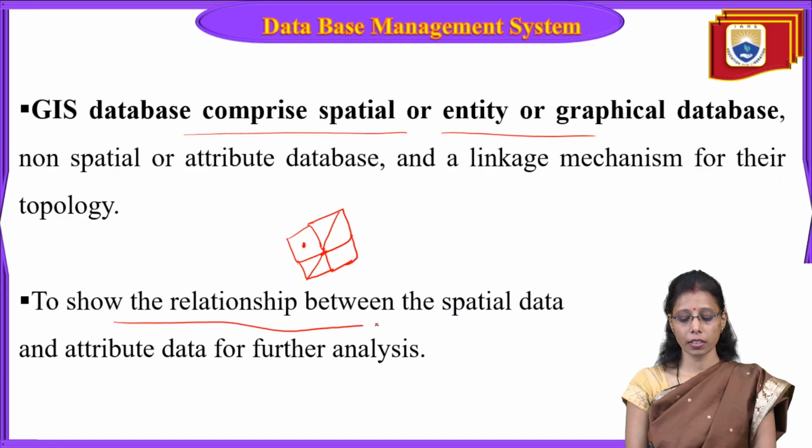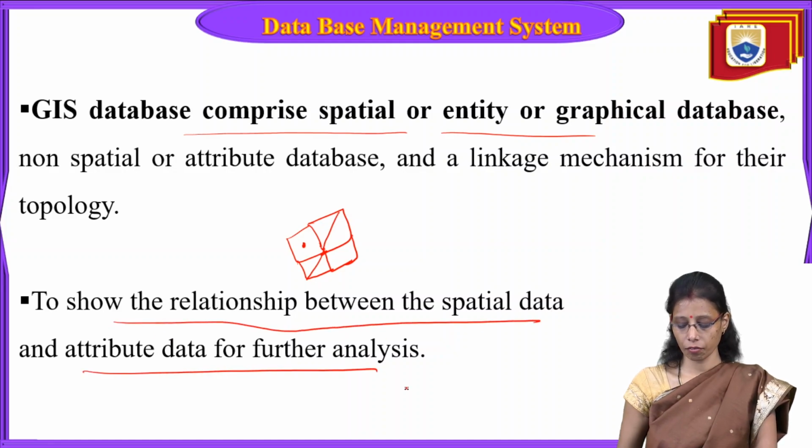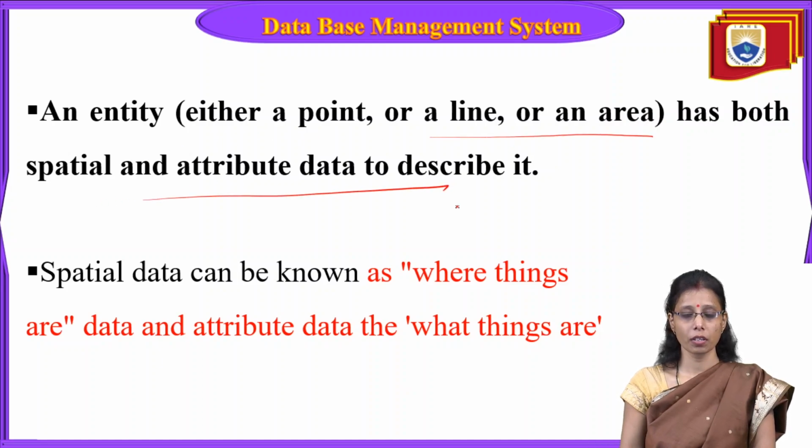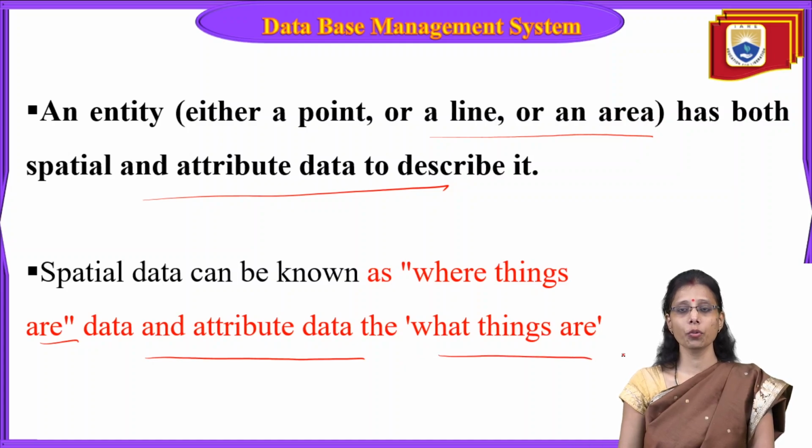So, to show the relationship between the spatial and attribute data and for further analysis: an entity, a point, line or area, has both spatial and attribute data to describe it. Spatial data can be known as where things are, and attribute data as what things are. Where and what: it will tell you the location, and what the information is, once you have this spatial data.